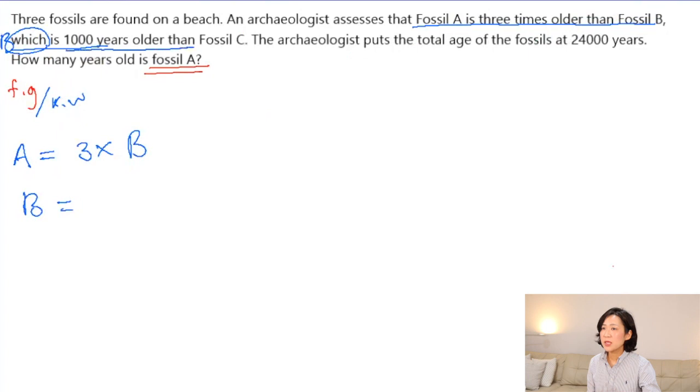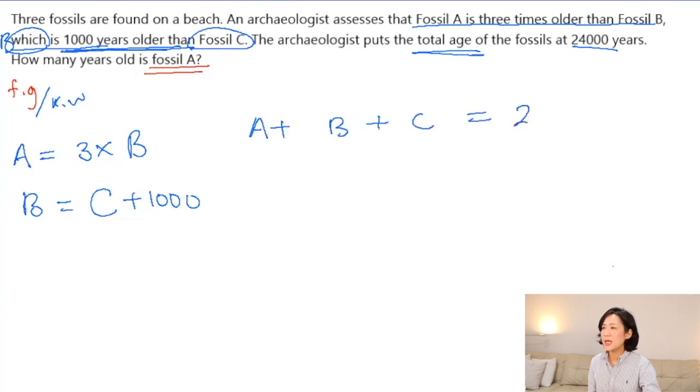It's 1,000 years older than fossil C. Because of fossil C, then you add, right? So add 1,000. Then the total age of all 3 fossils is 24,000. So let's add fossil A plus fossil B plus fossil C makes 24,000. Now I already mentioned in the previous lesson that we must have only one variable.